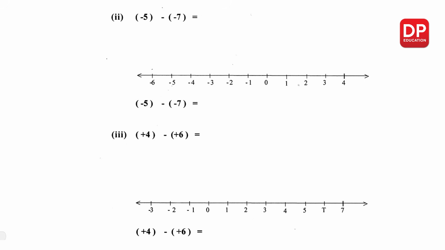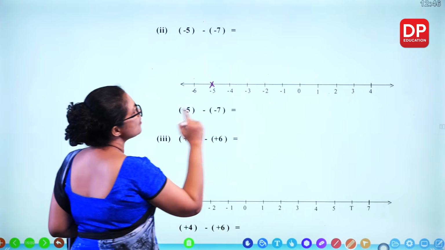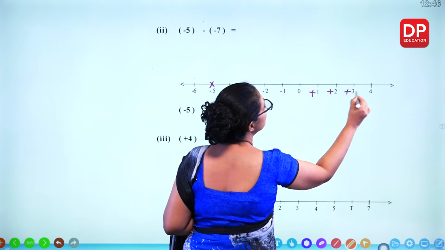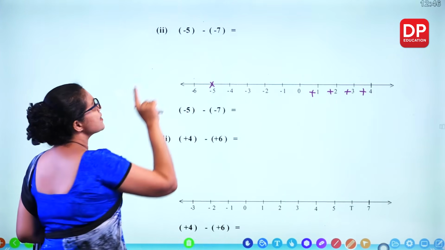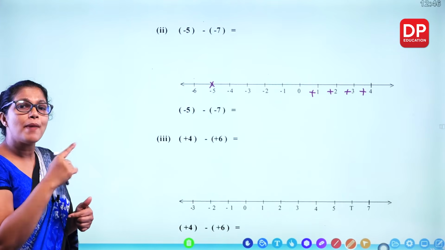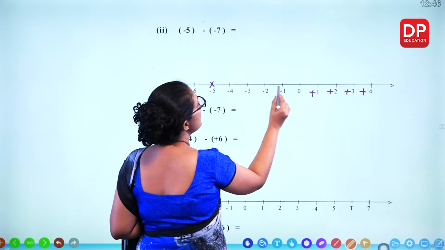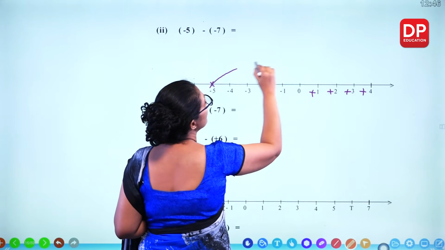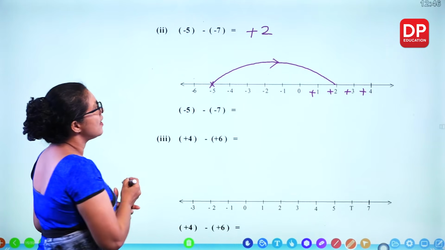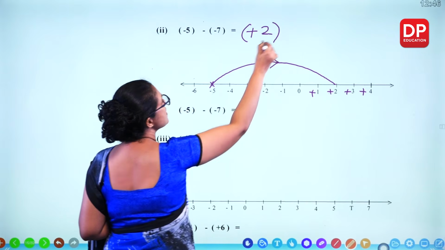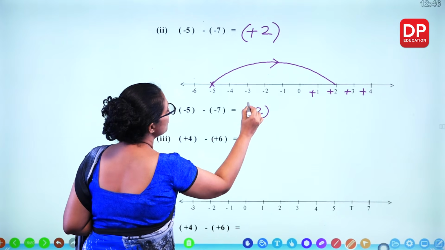Minus 5 minus minus 7. Start with minus 5. Okay, so these are all positive numbers. And here minus is left and another minus means opposite direction. 7 places to the right. 1, 2, 3, 4, 5, 6, 7. So you get plus 2 as the answer. So make sure that you put brackets. So the answer is plus 2.